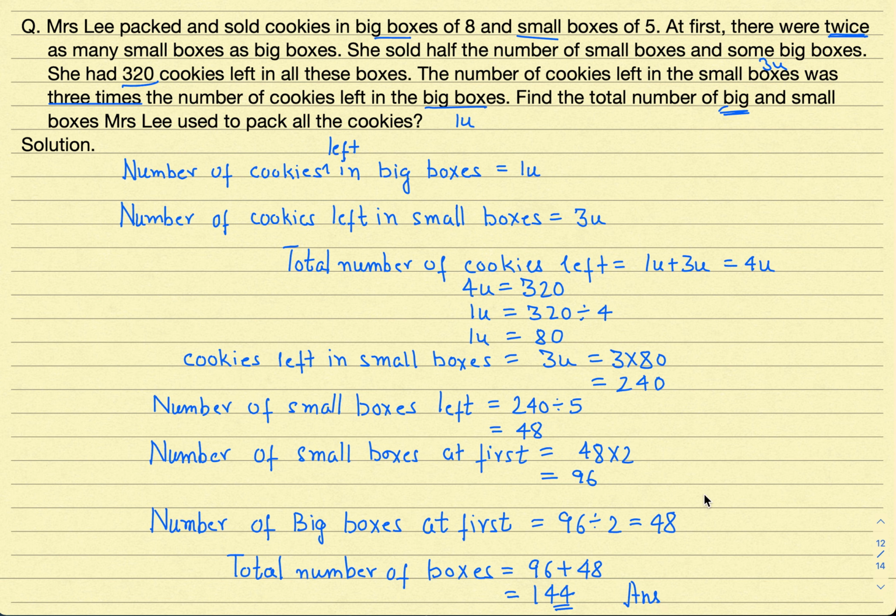Okay, so the question was, find the total number of big and small boxes Mrs. Lee used to pack all the cookies. So she used 144 big and small boxes. So my answer is 144 boxes. Right? So that's the solution of this question.